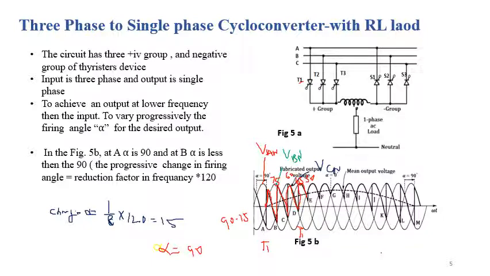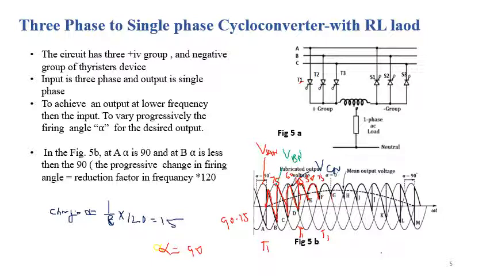So each time we are negating the 15 degrees from the previous value of the alpha for the updated value of alpha. So this is the output voltage at point F. So at point F, we need to trigger the SCR T3, but at what value of alpha? Again the 30 minus 15, which is equal to 15.